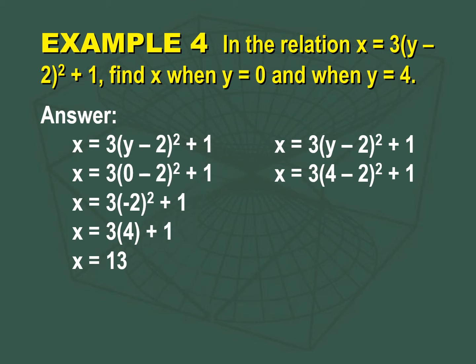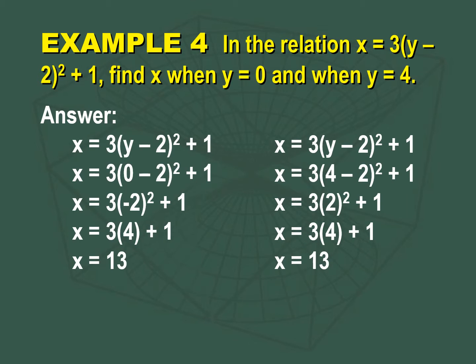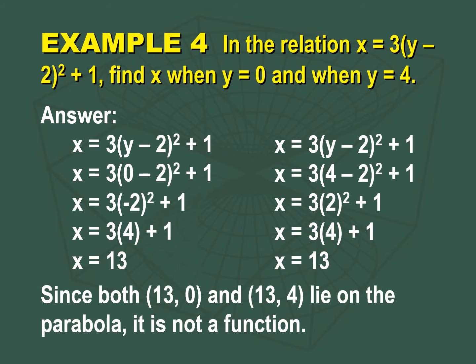So x equals 3 times (4 minus 2) squared plus 1. 4 minus 2 is 2, and then 2 squared is 4. 3 times 4 is 12, plus 1 is 13. Oh, okay, so we're getting the same answer from two different y values, which means that this is not a function, it is only a relation, because we have 2 points that are on it. Since both those points lie on the parabola, it's not a function.